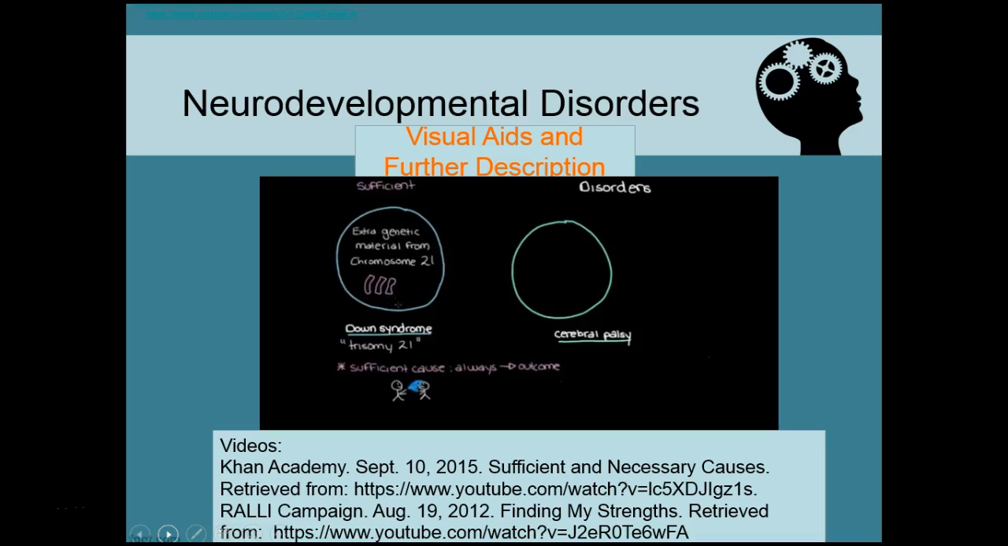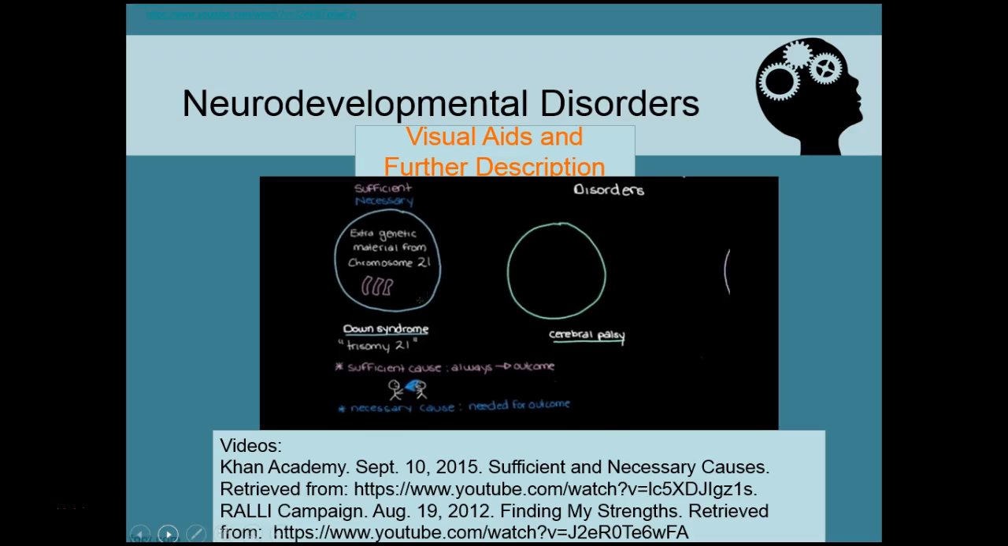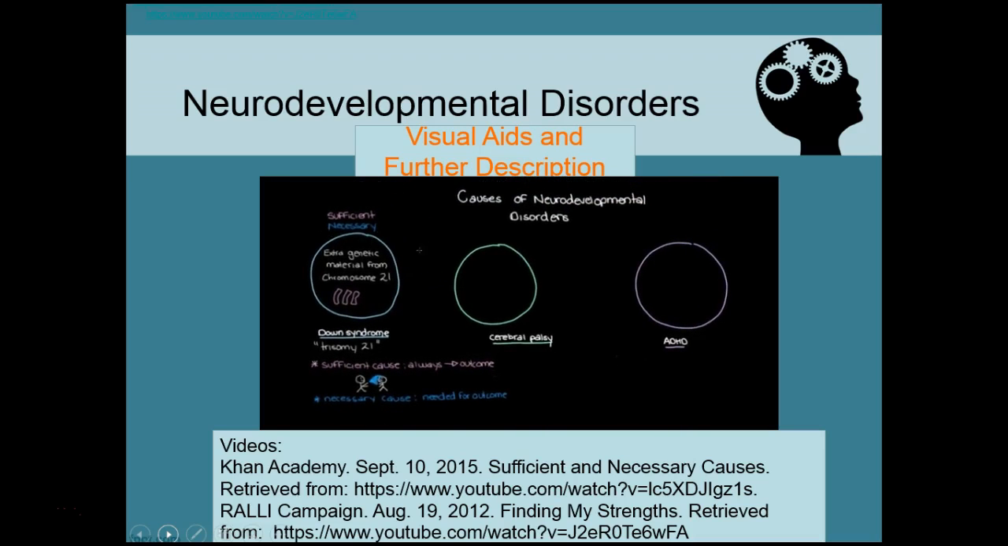So because this is a requirement for the development of Down syndrome, we also call this a necessary cause. Necessary, meaning that we need this to happen in order for our event, Down syndrome, to occur. So extra genetic material from chromosome 21 is both a sufficient and a necessary cause of Down syndrome. Sufficient because it alone will always cause Down syndrome, and necessary because you can't have Down syndrome without extra genetic information from chromosome 21. So with these definitions in mind, let's check out cerebral palsy next.